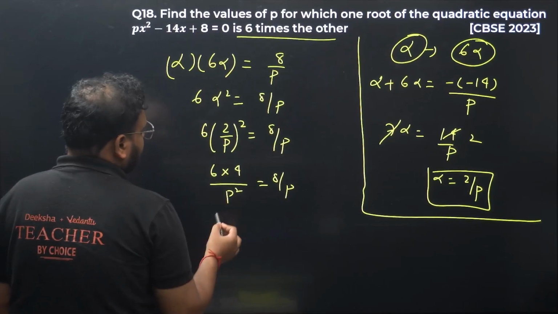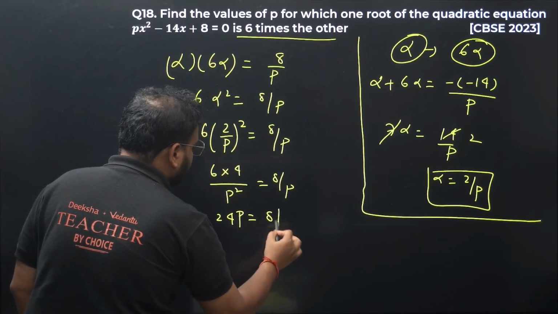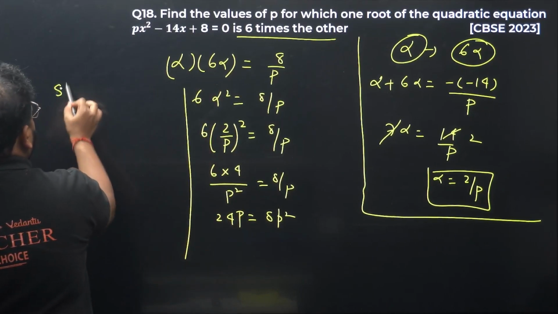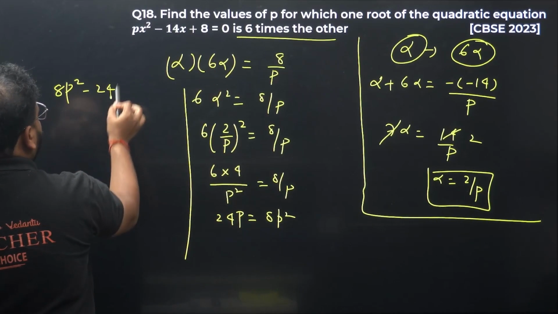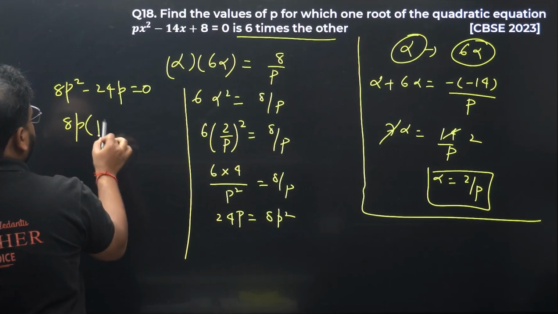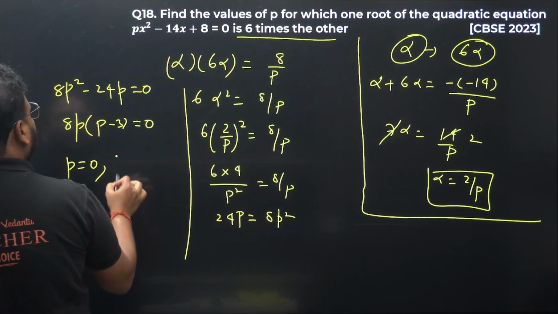Okay, cross multiply. I'm getting here 24p equals 8p square. Okay, bring it on this side. 8p square minus 24p equal to 0. Take 8p common. p minus 3 equal to 0. The value of p can either be 0 or 3.